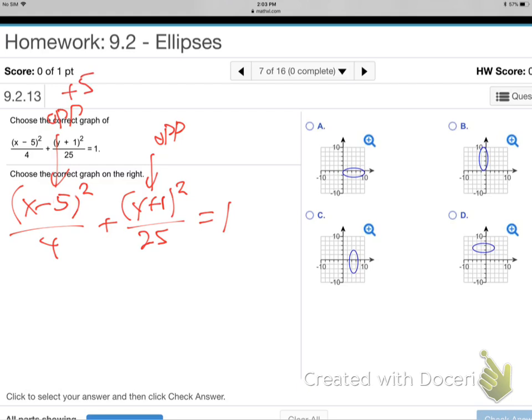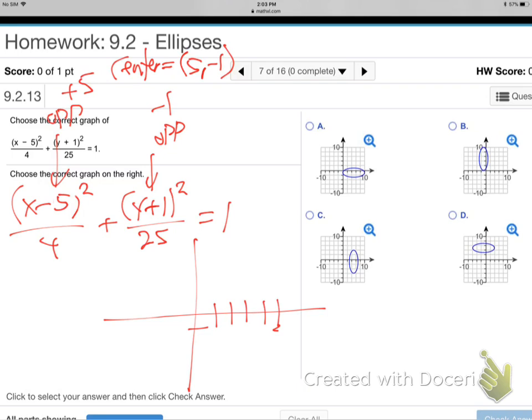So that'd be plus 5, minus 1. So the center of this egg shape is over 5 down 1. Opposite, opposite. Over 5 down 1. So that might be enough information right there to graph it. I don't think so. So over 5 down 1. 1, 2, 3, 4, 5 down 1. So there's the center of the egg shape.